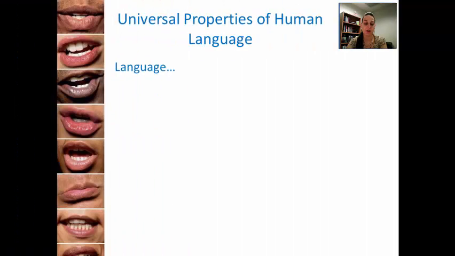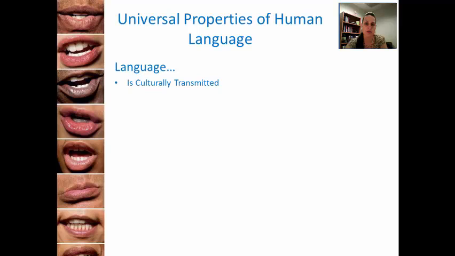Okay, so we're going to start off today talking about the universal properties of human language. Let's go over them first, and then I'm going to introduce you to an activity where you can match a cartoon as a representation of one of these universal properties.